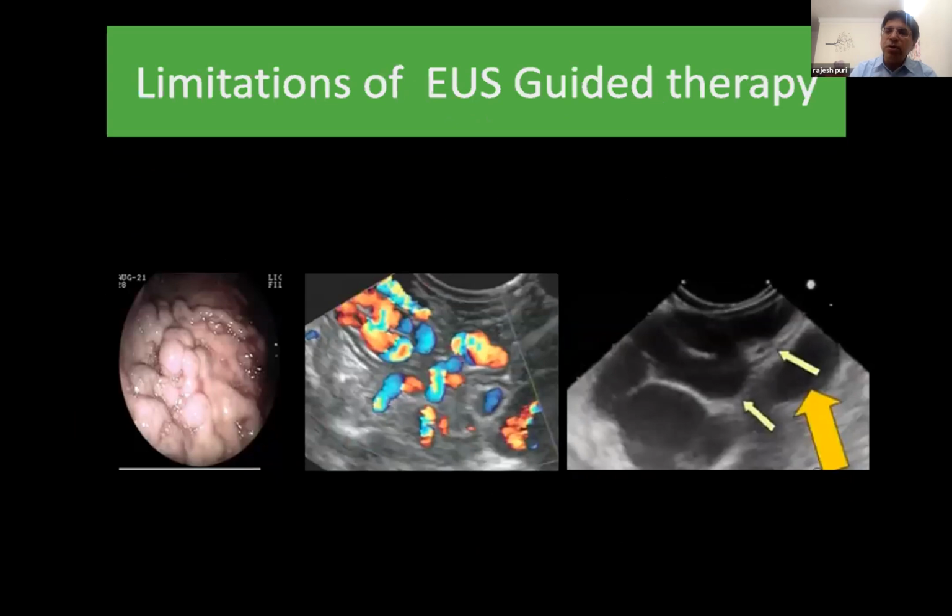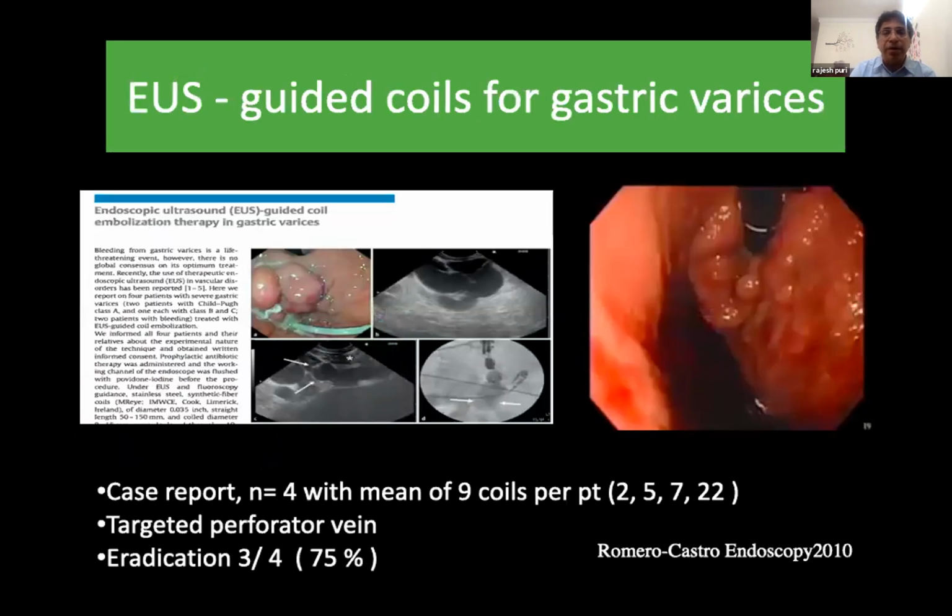But not all patients with fundal varices are candidates for the glue and the coiling. This kind of picture is called carpeting, especially in a patient with splenic vein thrombosis. These patients are not suitable for EUS-guided glue and coiling. What you require is a large bunch, which is a suitable candidate.